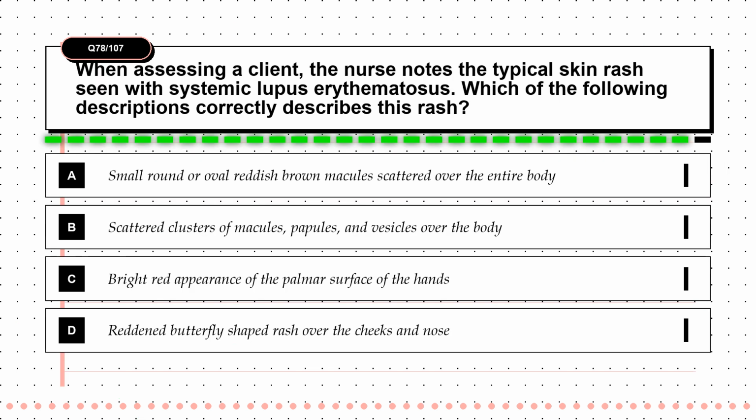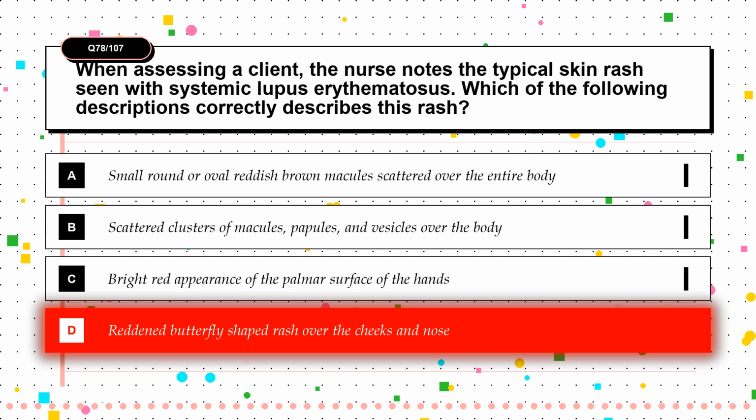Question 78. When assessing a client, the nurse notes the typical skin rash seen with systemic lupus erythematosus. Which of the following descriptions correctly describes this rash? Here are the options. Option A. Small round or oval reddish-brown macules scattered over the entire body. Option B. Scattered clusters of macules, papules, and vesicles over the body. Option C. Bright red appearance of the palmar surface of the hands. Option D. Red and butterfly-shaped rash over the cheeks and nose.